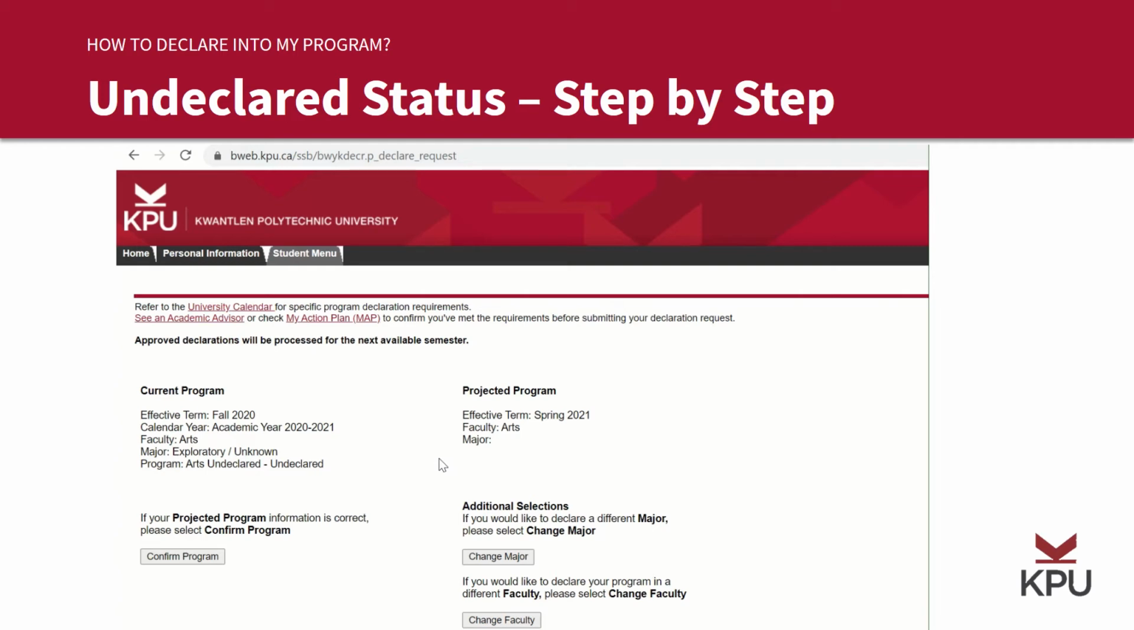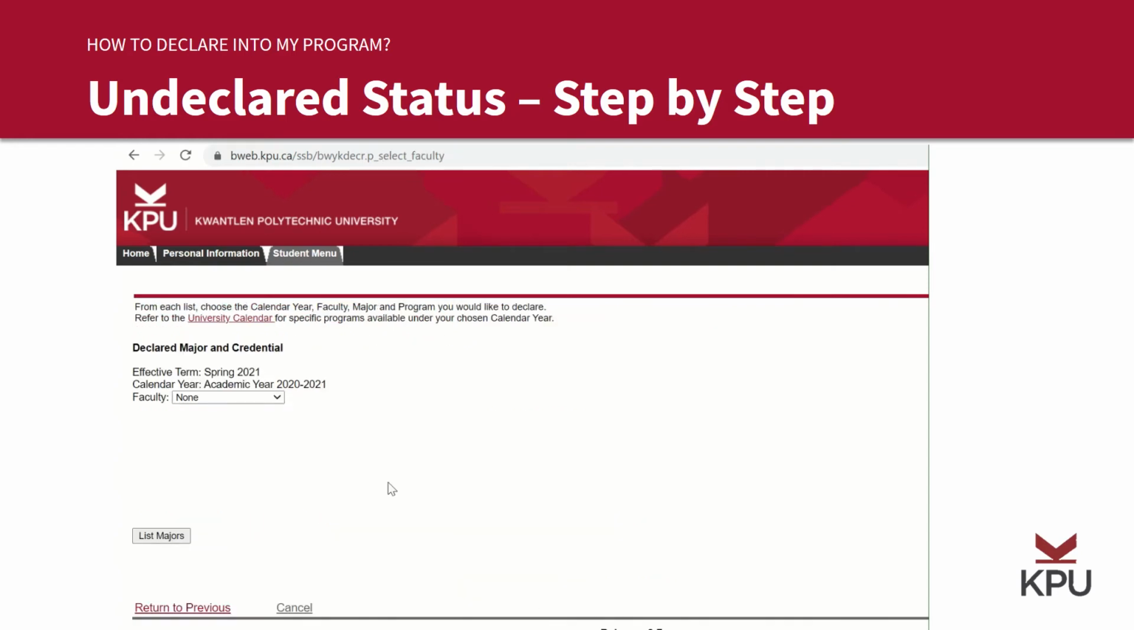The first example, we're going to have an art student who's trying to change the faculty to business to declare into the BBA in accounting program. Since accounting is under a different faculty, we will need to change the faculty by clicking onto this button. Then we're going to change the faculty to business, and for it to list all the majors.